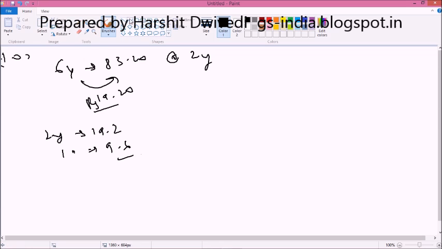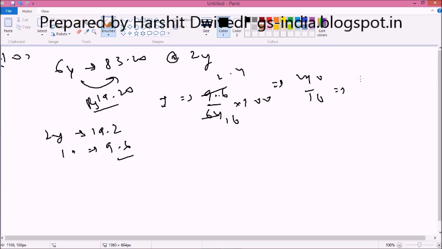So what will be the interest percentage? Interest percentage will be 9.6 upon 64 into 100. Let us calculate what it comes out to be. Just solve it. 4 2s are 8, 4 4s are 16. It is 240 by 16. 15% interest. The interest came out to be 15%.